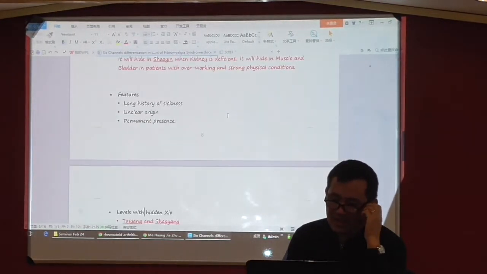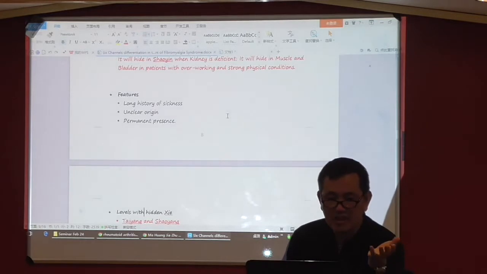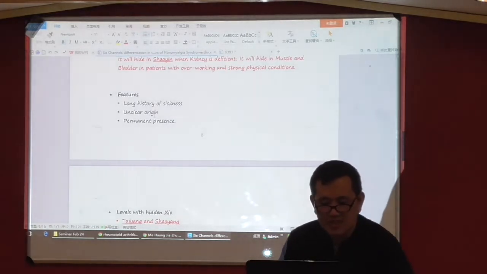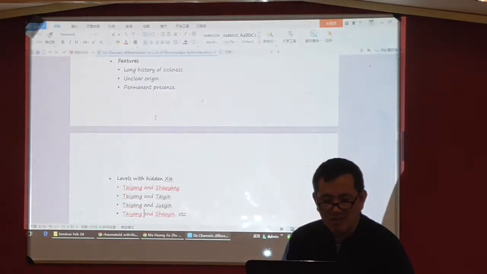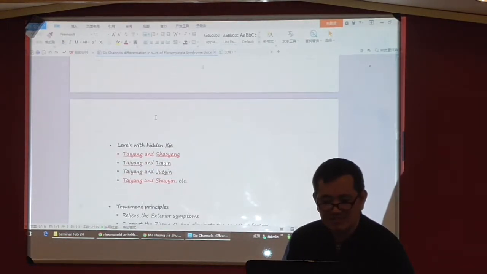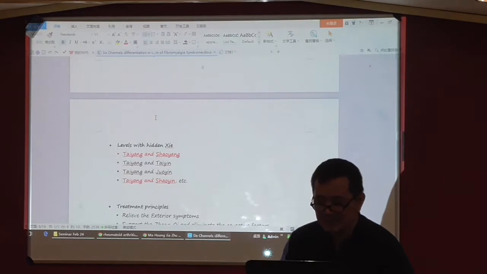Okay. Features: long history, not clear origin, permanent presence, etc. Now we're going to look at disease. Going to come to the treatment.